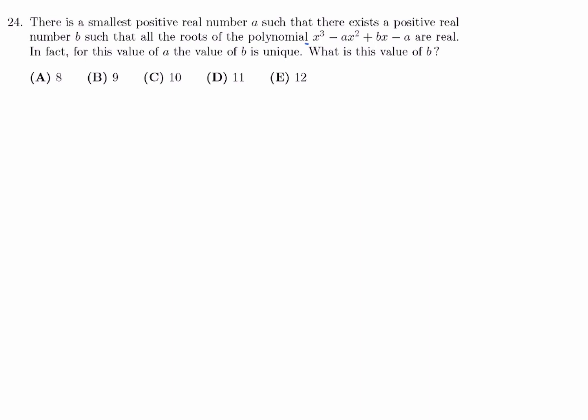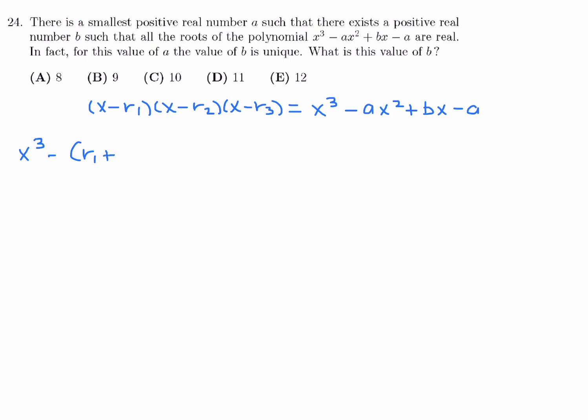Well, if this polynomial has roots, we can call them r1, r2, and r3. And when you factor it out like that, it would equal the polynomial, which is x cubed minus ax squared plus bx minus a. Well, let's expand this, and I'll just do the full expansion to save a little bit of time, but I'm sure you could do that full expansion. It's going to be the following if you collect like terms.